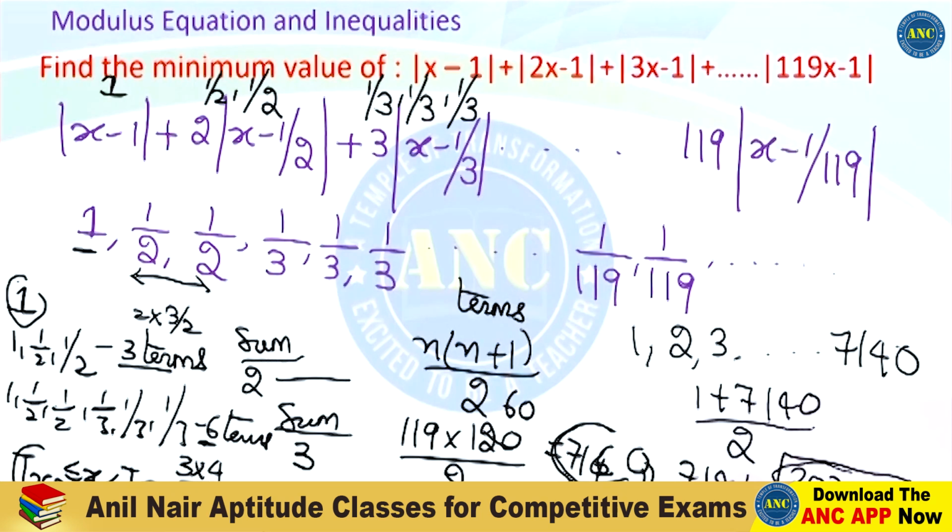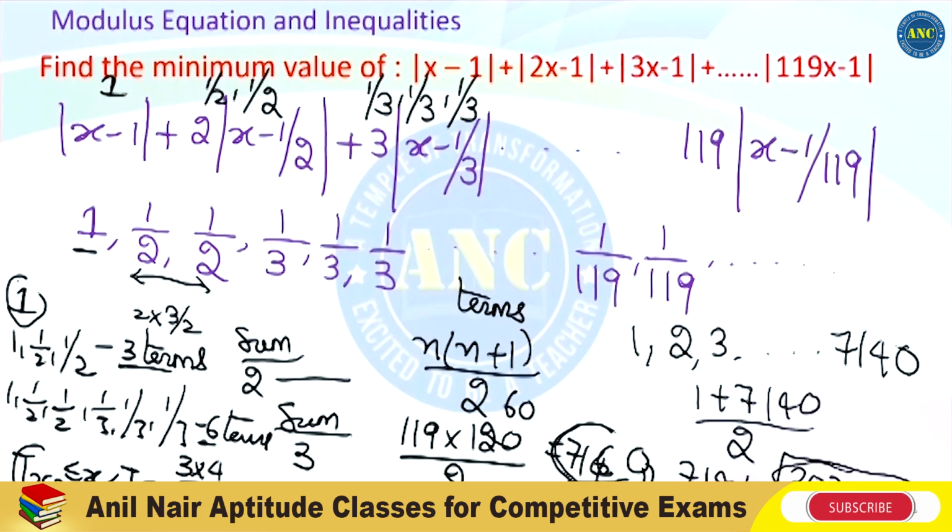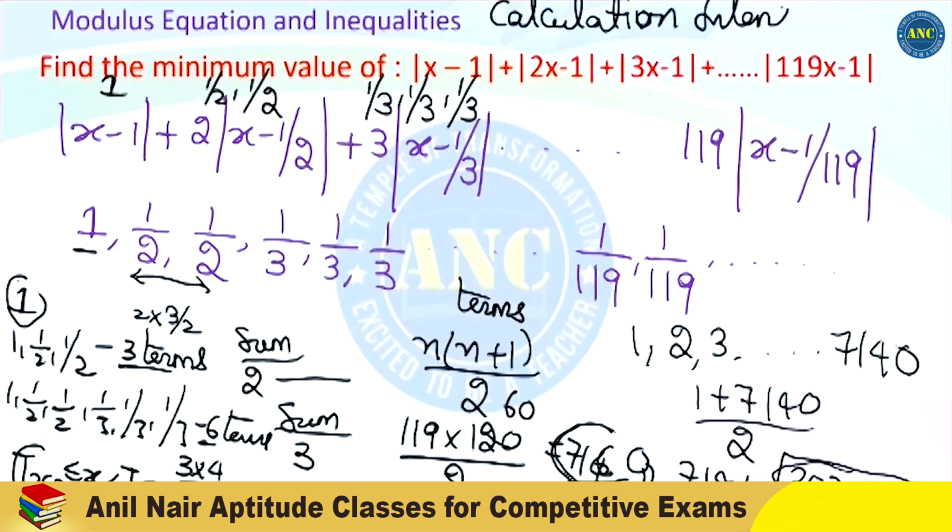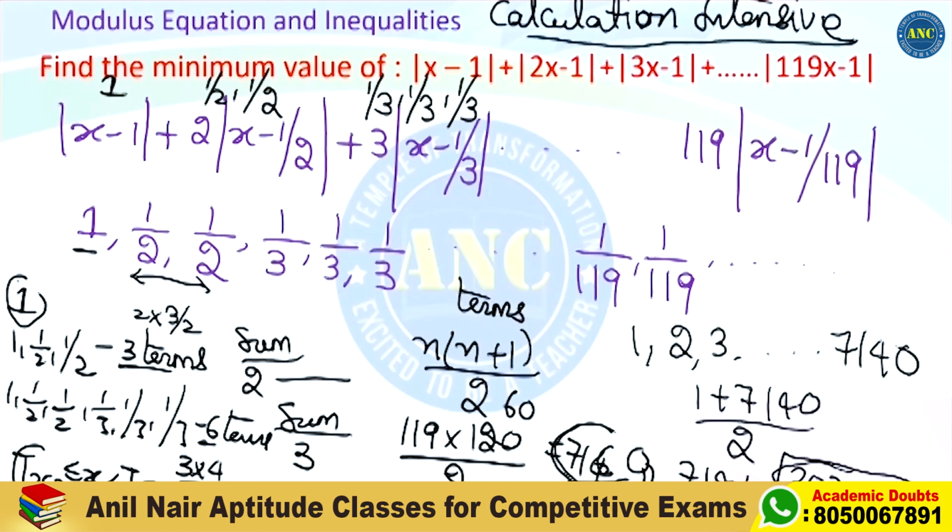So find out what the 3570th term is, and substitute that value. It is a little calculation-intensive problem, but a very logical way to solve it. Do this problem in the second innings in your examination in case you have a lot of time, otherwise you can omit it. I hope the idea is clear.